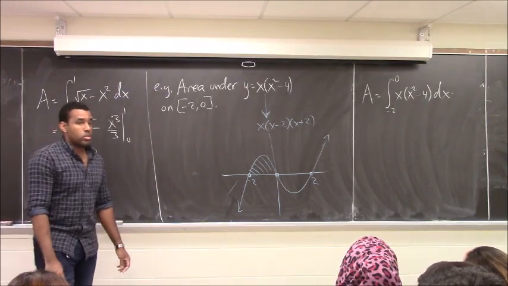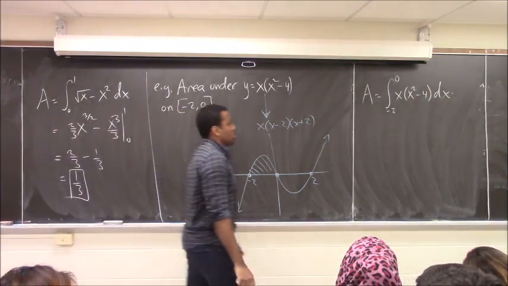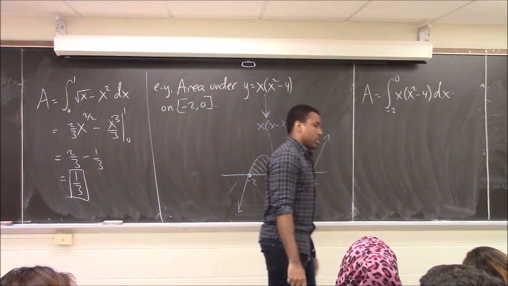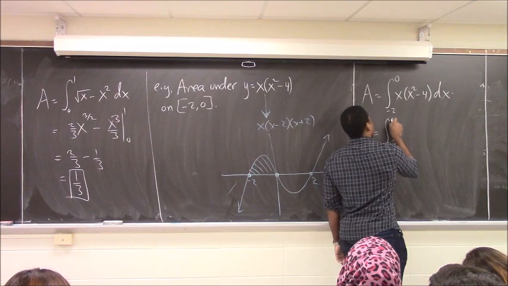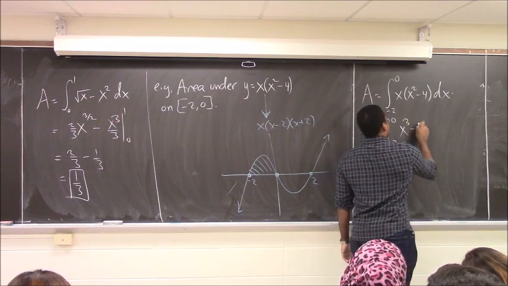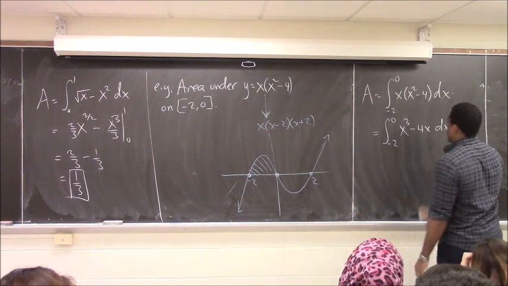Yeah? Substitute out x squared minus 1. You could get it by substituting x squared minus 4, but I wouldn't. I would just multiply out and apply the power rule.